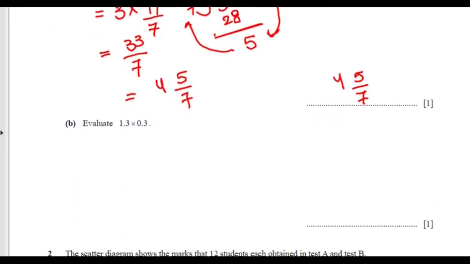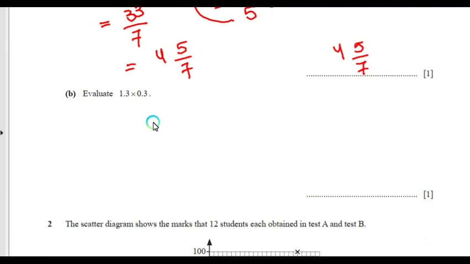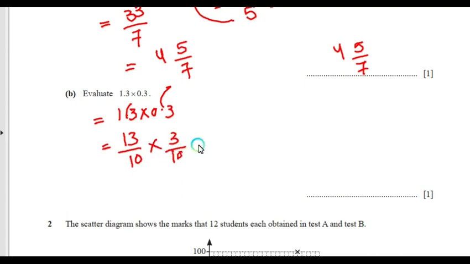Okay. The next one is 1.3 times 0.3. So 1.3 times 0.3, if I remove this point, it becomes 13 over 10, and similarly if I remove this point, this becomes 3 over 10, sorry. So actually we write the number of zeros equivalent to the number of digits after the decimal, right? So it becomes 13 3s are 39 and 10 10s are 100.